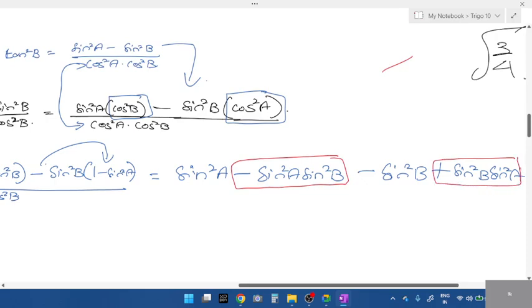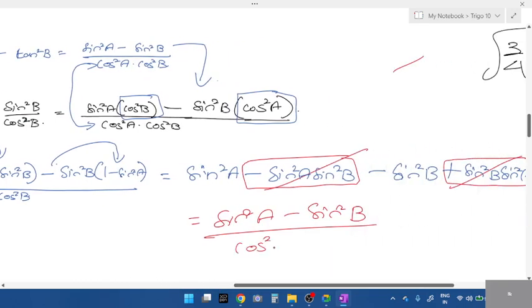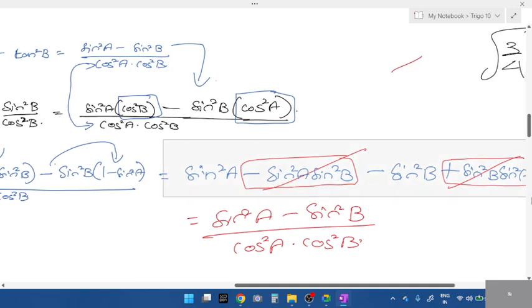Can you see these two values? Yeah, they're almost the same, right? But only plus and minus, they get cancelled. What is left? Sine square A minus sine square B. Did we get the numerator value? And denominator remains as it is, right? Cos square A into cos square B. Is it clear? All of you understood? Any doubts in this?